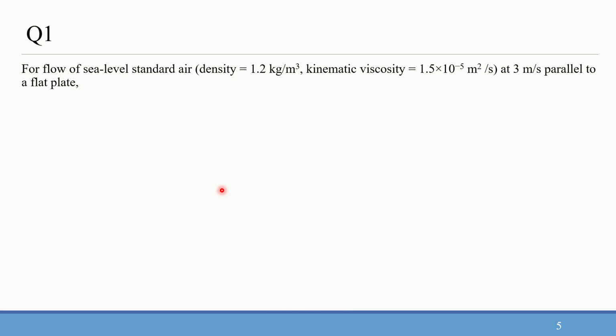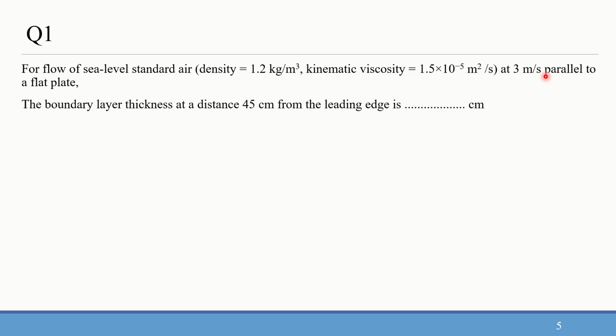Question 1: for flow of sea level standard air, density is 1.2 kg per meter cube and kinematic viscosity is 1.5 into 10 power minus 5 meter square per second, at 3 meter per second parallel to a flat plate. The boundary layer thickness at a distance of 45 centimeter from the leading edge is dash centimeter.